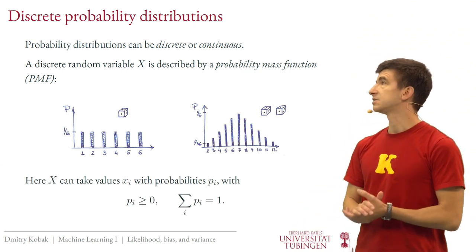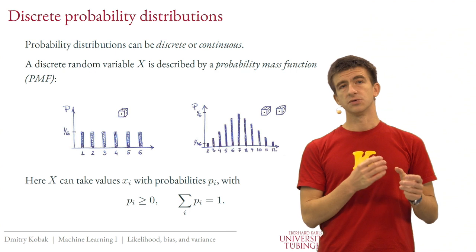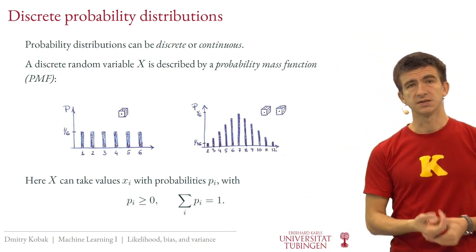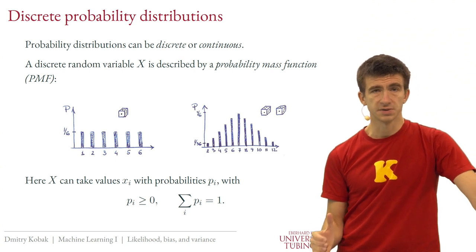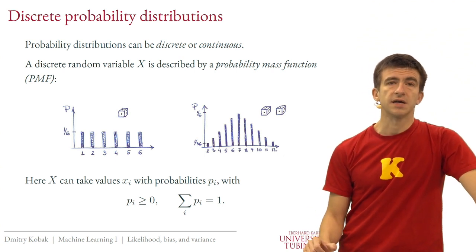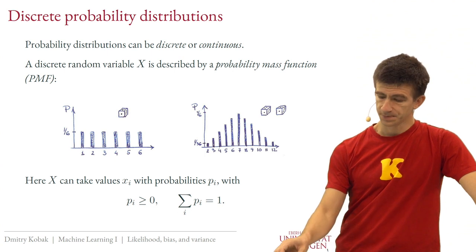These probabilities have to satisfy two requirements. One requirement is that they're all nonnegative. They can be zero, but they cannot be negative. And another requirement is they should sum to one.